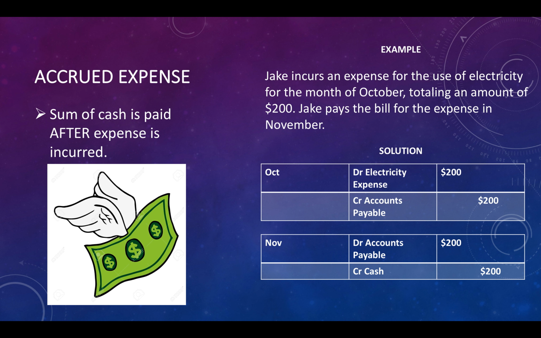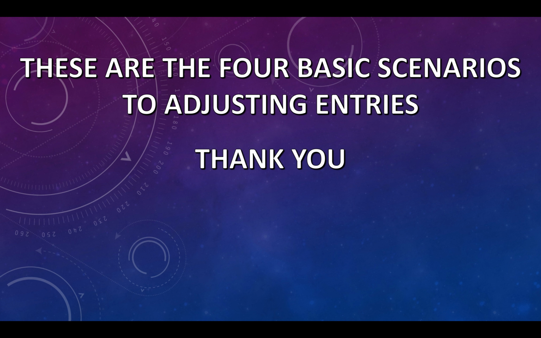To record this, in the first transaction for the month of October, we will debit the electricity expense and credit the accounts payable. In November, when we record this transaction, we will debit the accounts payable and credit the cash. So these are the four basic scenarios to adjusting entries.